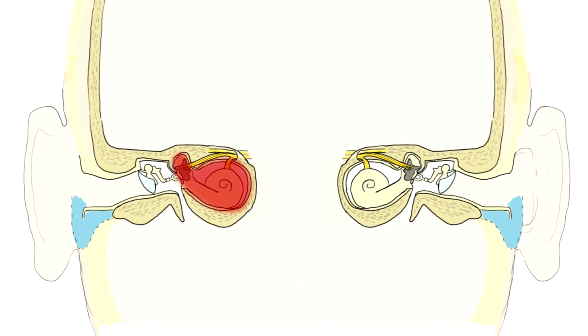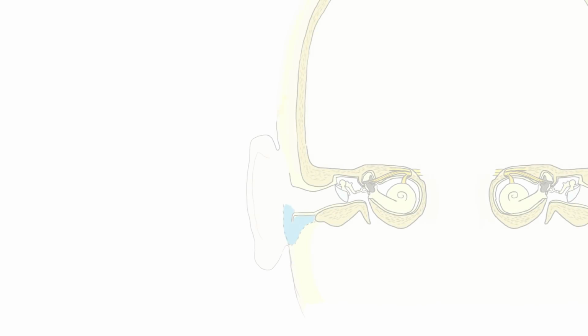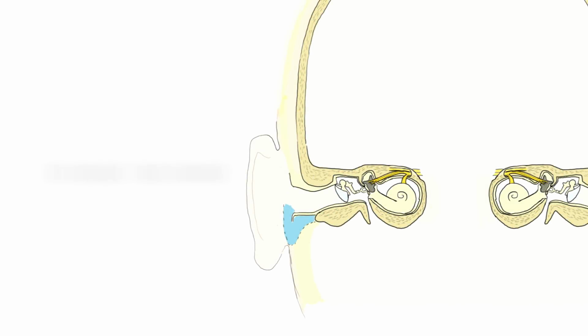The Rinne and Weber tests can help differentiate between sensorineural and conductive hearing loss. The Rinne test enables unilateral comparison of bone to air conduction and takes advantage of the fact that, physiologically, sound conduction is more efficient via air than via bone.